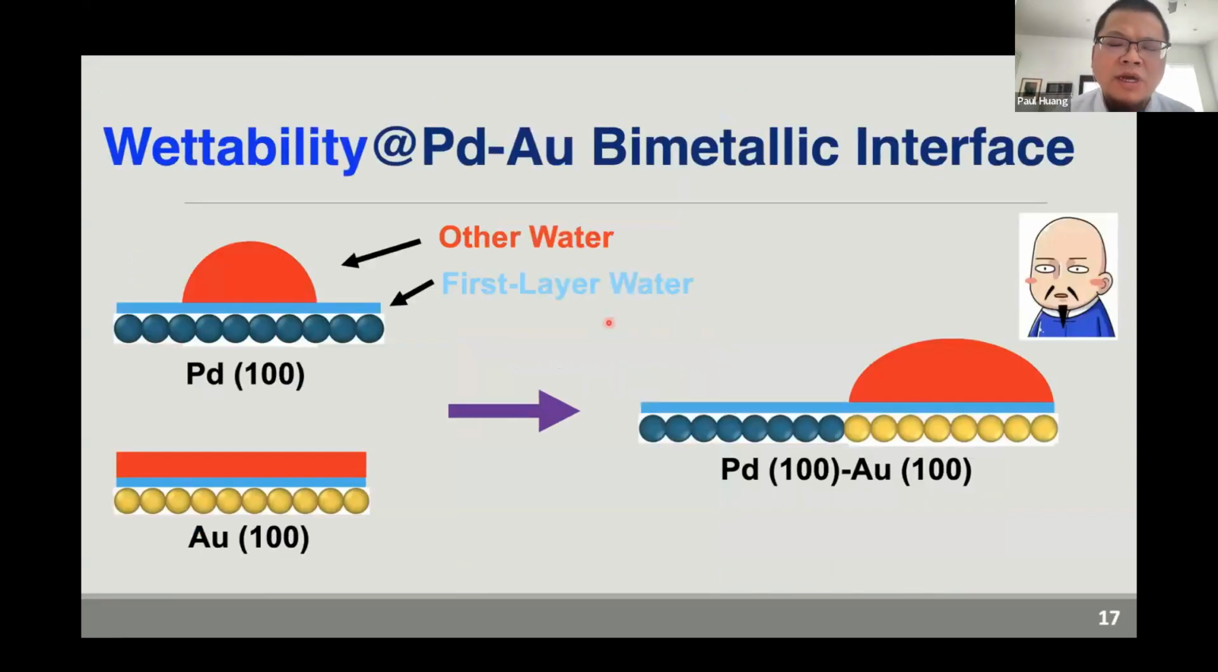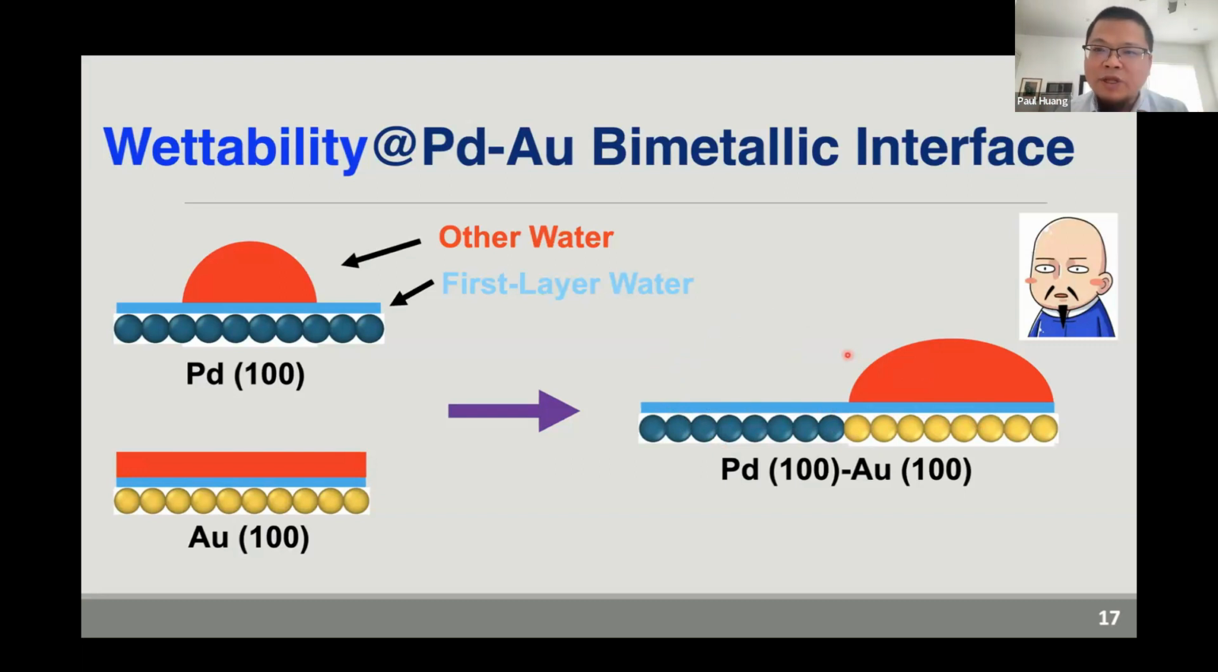If you recall a previous slide, if we are treating those separate metals, we would expect on PD you are going to have the first layer of water, and on top of that you are going to have some hydrophobic behavior. If you are using pristine gold 100, again a first layer of water, then on top of that you are going to have complete wetting. But interestingly, if you compress gold a little bit and put it together with the pristine PD, then you are going to convince the liquid drop initially on the PD 100 surface to move all the way to the gold 100 side. So that is something we observed.